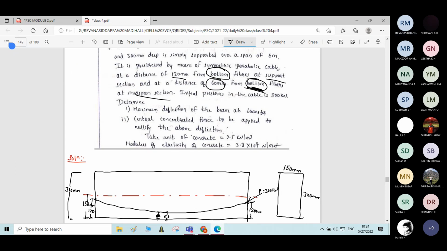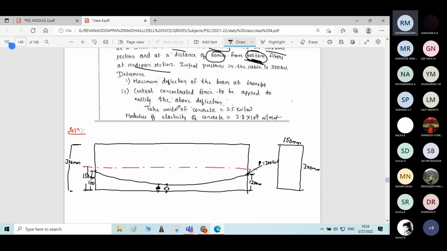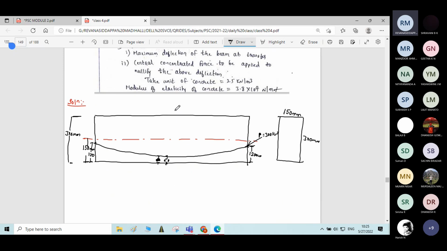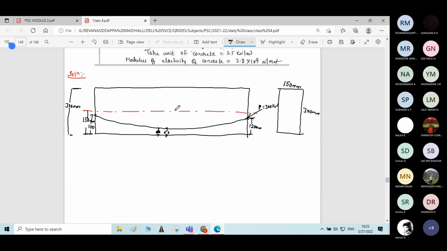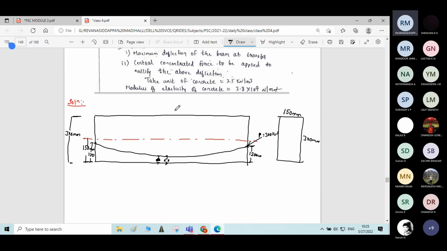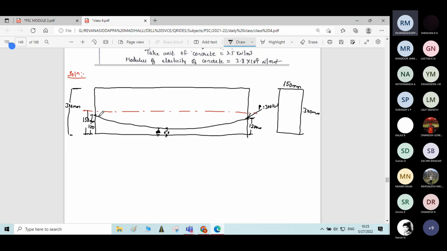Kilonewton. Determine the maximum deflection of the beam at transfer, and the central concentrated force to be applied to nullify the above deflection. We'll solve one by one. Now, here you can see the full cable profile is below the central axis only.